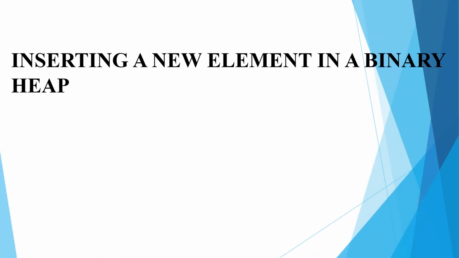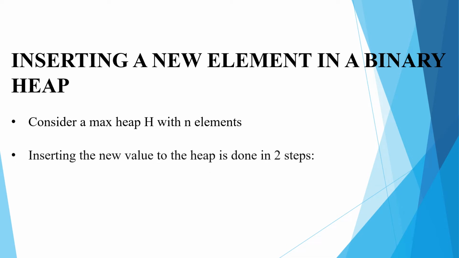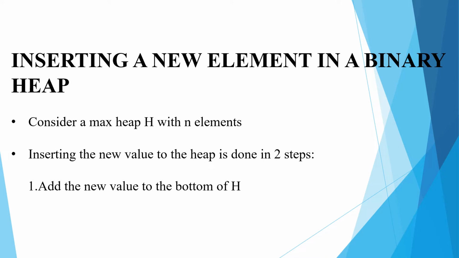Now let's look at how to insert a new element in a binary heap. Consider a max heap H with n elements. Inserting the new value into the heap is done in the following two steps. First, add the new value at the bottom of H in such a way that H is still a complete binary tree but not necessarily a heap. Second, let the new value rise to its appropriate place in H so that H now becomes a heap as well.